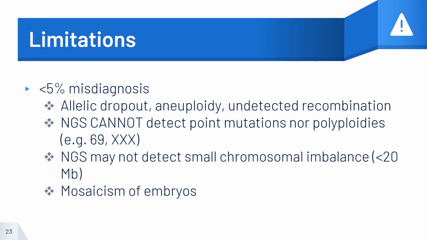We quote less than 5% of misdiagnosis of the PGT results. These are usually due to allelic dropout, aneuploidy, or undetected recombinations. Also, NGS cannot detect point mutations nor polyploidies like 69XXX. NGS may not detect small chromosomal imbalance less than 20 megabase in the current genetic platform, and there could be problems like mosaicism of the embryos, thereby complicating the condition.